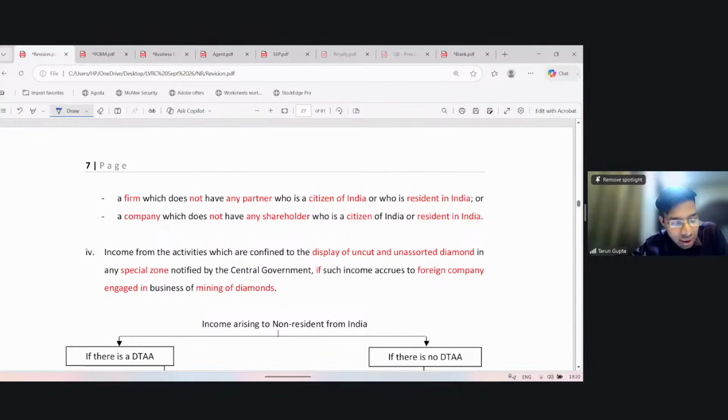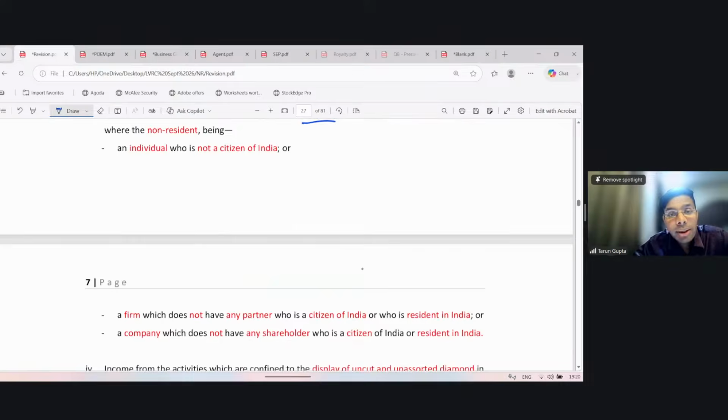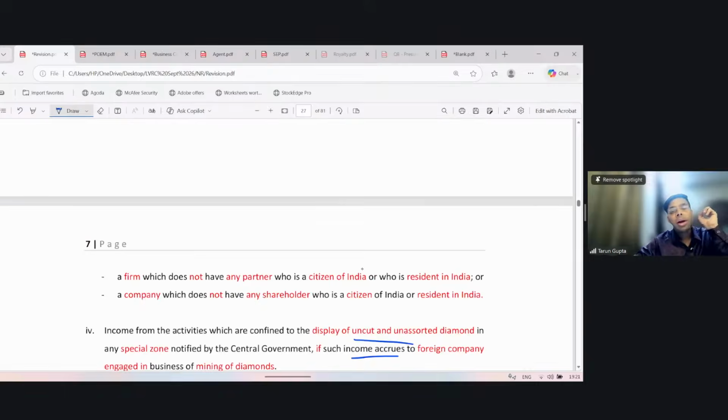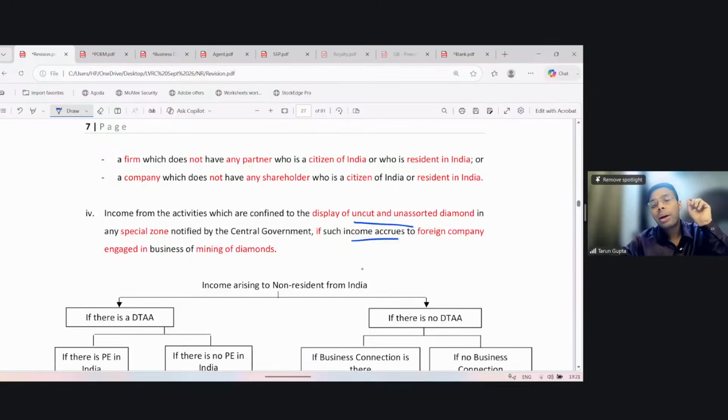And the last activity is income from activities which are confined to display of uncut and unassorted diamonds in a special zone notified by the Central Government, if such income accrues to a foreign company engaged in the business of mining. So the first three exemptions are given to all entities, whether individual, HUF, AOP, whatever, any NR entity. But the fourth activity is given only to a foreign company, and that too, such a company should be engaged in the business of mining. Right?